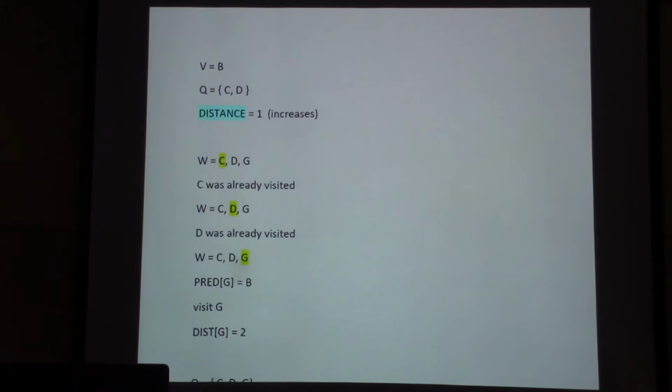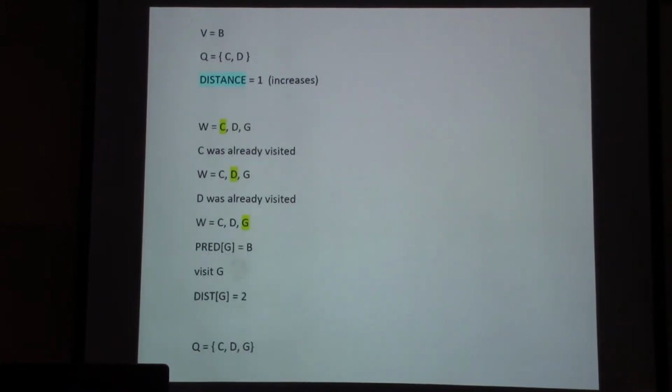So now we take B out. The queue is down 1 element. The distance increases by 1. Now we look at the neighbors of B, which are C, D, and G. C, very quick inner loop, it's already been visited. So now we go to D, already visited. So now we go to G. G has not been visited. Set its predecessor to B, visit G, and set the distance to the distance plus 1, which is 2, and add G into the back of the queue.